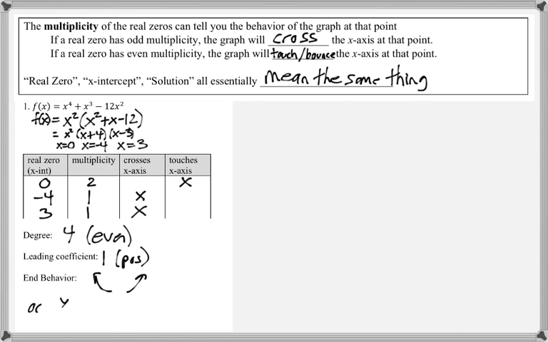Or the other way to write that is y goes to infinity as x goes to negative infinity. That means it goes up as it's going to the left. And then y goes to infinity as x goes to positive infinity, means it goes up as you go to the right. So we know all the stuff about the graph without even having to graph it.